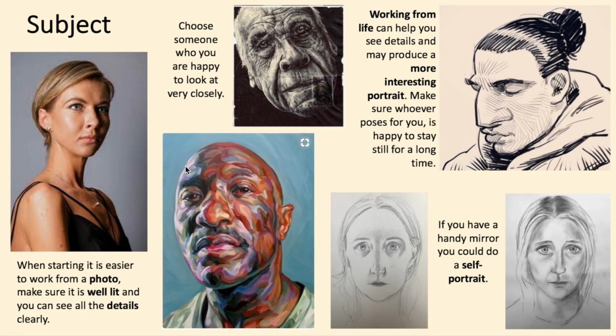The subject. So you need to choose somebody that you're really happy to look at very closely for a long period of time, because you really do have to look so closely at every detail. If you're doing it from a photograph, which is probably easier when you're starting out, the reason why it's easier to do it from a photograph is because your composition is already decided for you. It's also flat already. The lighting's been decided for you. The amount of focus, everything that's in detail has been decided already.